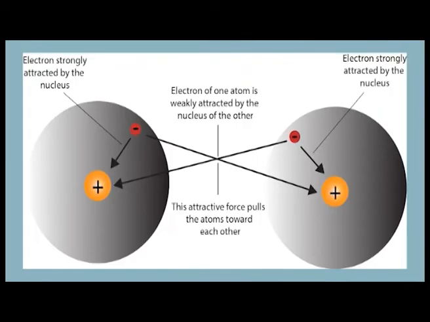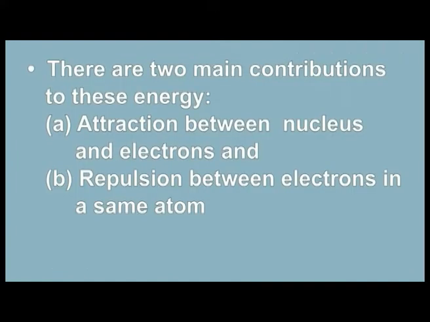Now, the energy of each orbital changes significantly from atom to atom. There are two main contributions to this energy. Number one, attraction between the nucleus and electrons, and number two, repulsion between electrons in the same atom. Having only one electron, let us say hydrogen, can be considered the simplest example. Here the second factor, that is repulsion between electrons in the same atom, is completely absent.